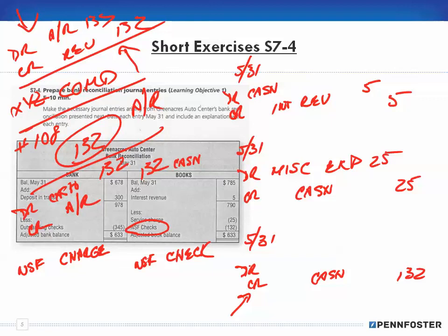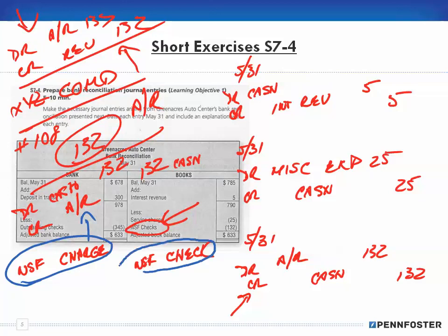Now, debits have to equal credits. So what is the opposite side of that transaction? The opposite side is accounts receivable. So we're going to debit our accounts receivable for $132, and that's the entry we make for this non-sufficient fund check. Now, I went through all of this, but notice I had written a non-sufficient fund charge here, versus a non-sufficient fund check.